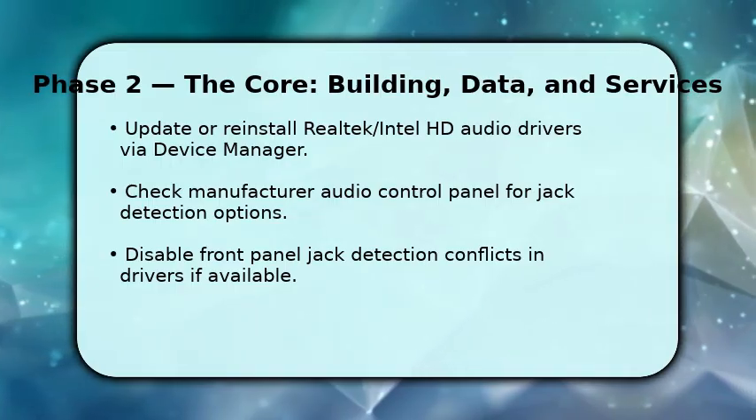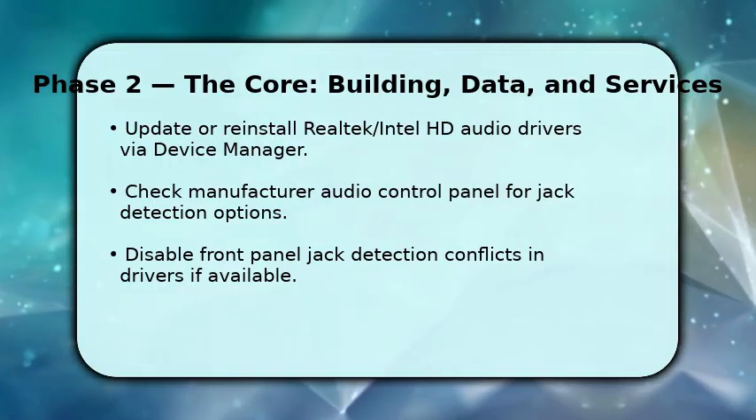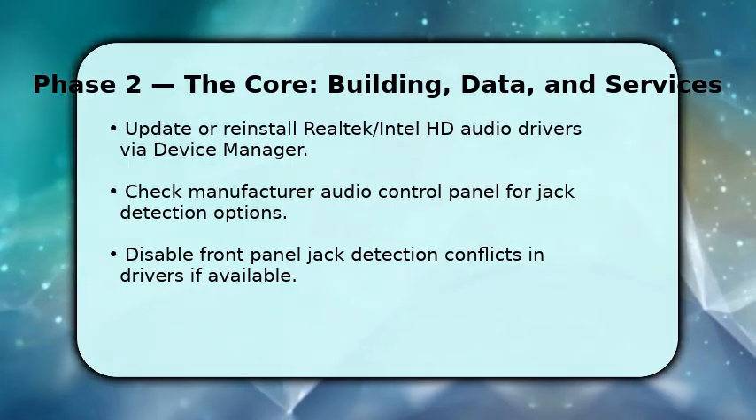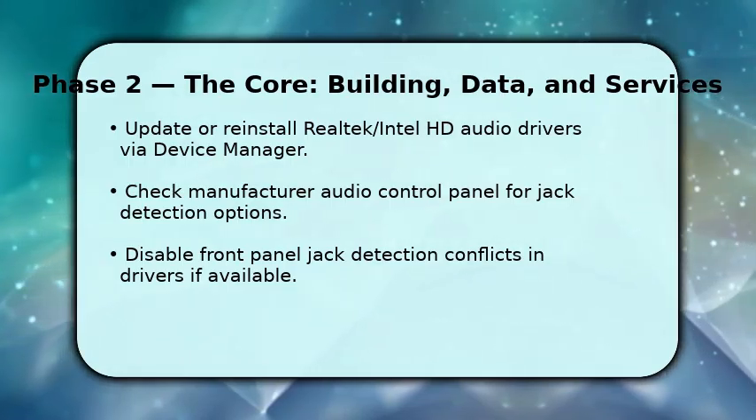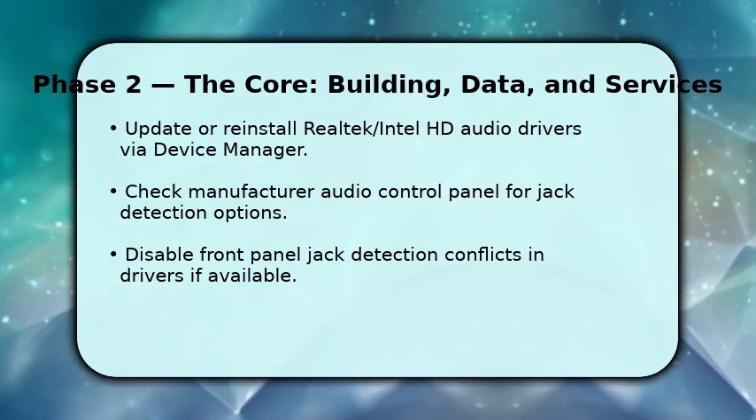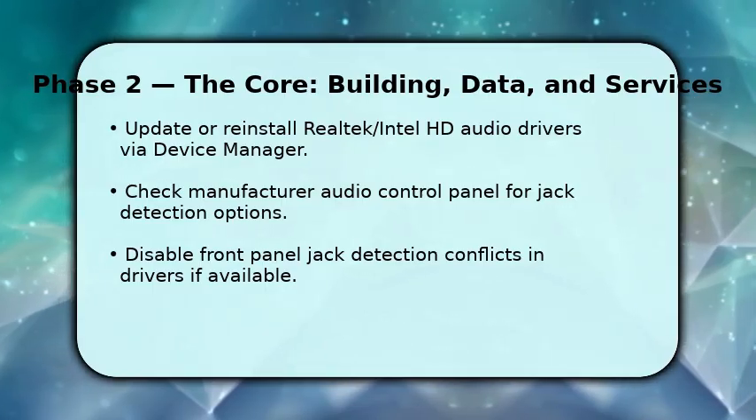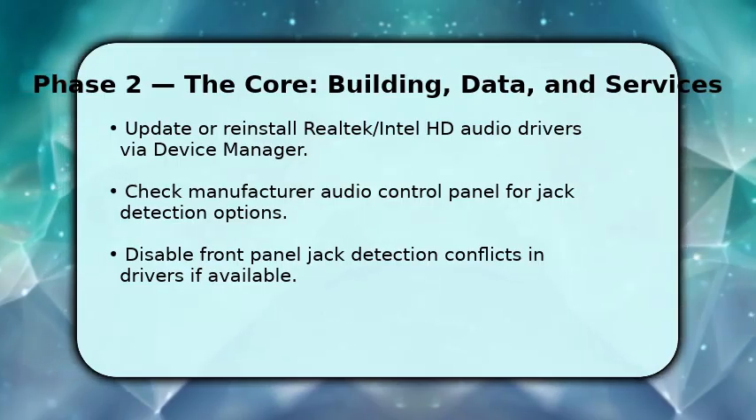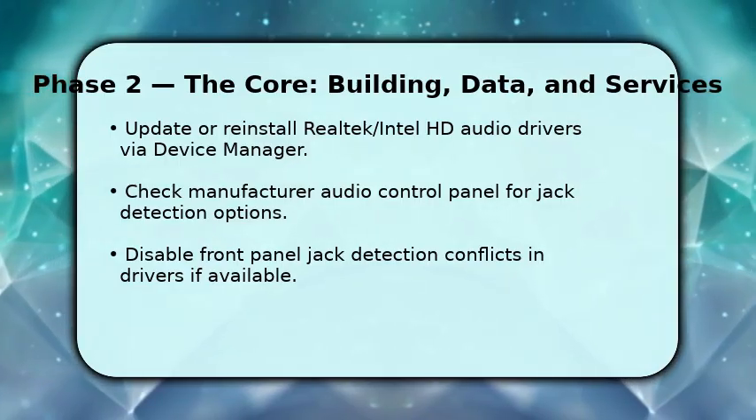Next, open any OEM audio control panel and look for jack detection, multi-streaming, or front panel settings. Toggle them to force detection. If your driver offers a front jack detection switch, try disabling and re-enabling it. These actions resolve most software layer misrouting and detection issues.